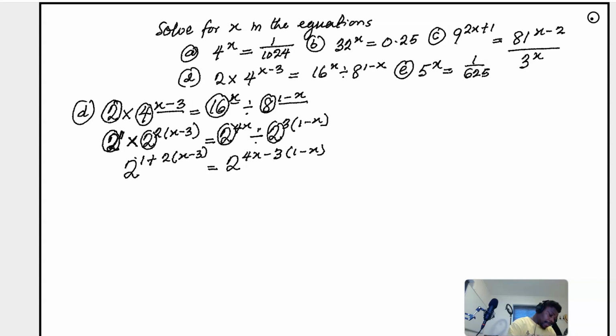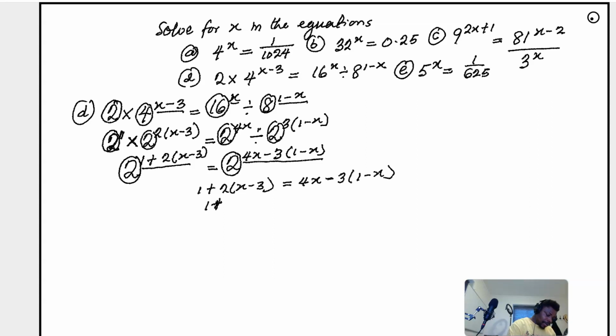So the base on the left-hand side is equal to the base on the right-hand side, which means the powers are equal. So I'll say 1 plus 2(x - 3) is equal to 4x minus 3(1 - x). Let's open the bracket. 2 times x is 2x, 2 times 3 is 6. 4x. 3 times 1 is 3. Minus times minus is plus, 3 times x is 3x.